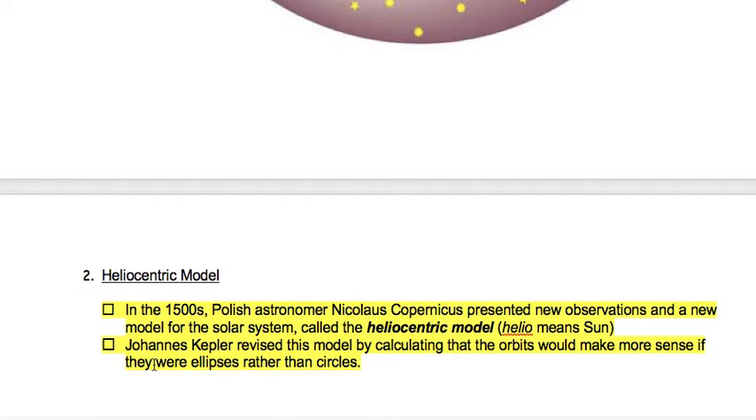The heliocentric model came along in the 1500s when Polish astronomer Nicholas Copernicus presented new observations and a new model. Helio means sun and centric means center. So Johannes Kepler revised this model by calculating that the orbits would make more sense if they were ellipses rather than circles.